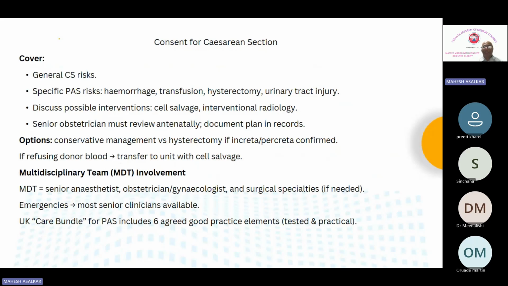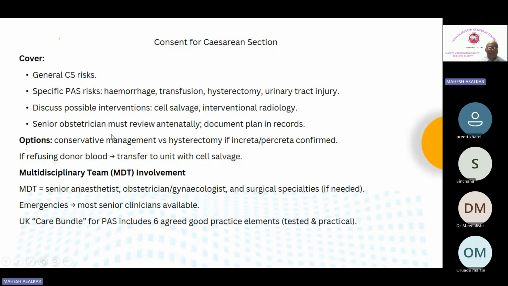So, you need to remember when to use the cell salvage, especially. The senior obstetrician must review antenatally and document the plan in records. So this plan has to be recorded in advance, because you have diagnosed, and we have already seen in the beginning that if you diagnose this particular condition antenatally, morbidity and mortality is very, very less. Options are conservative management versus hysterectomy if increta or percreta is confirmed. If the patient is refusing donor blood, transfer to a unit with cell salvage. That is the importance of cell salvage.